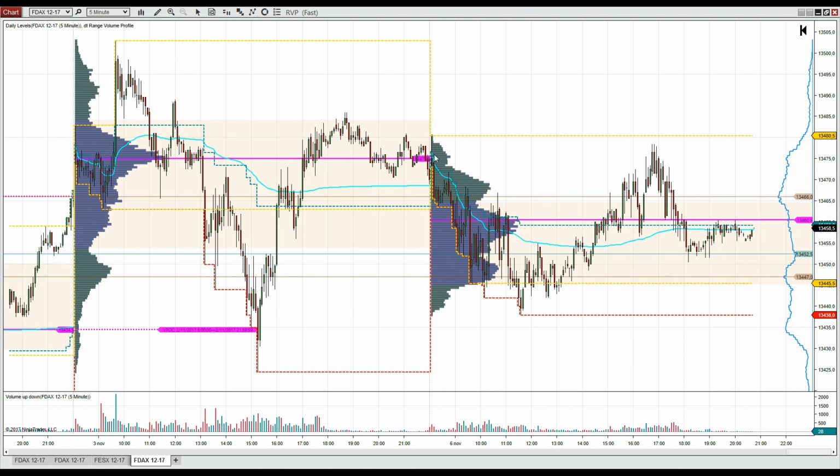So as you can see out of the gate, we're experiencing selling pressure. We immediately reject this prior day's POC.